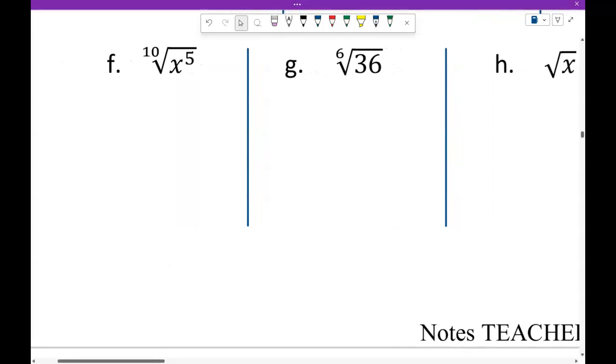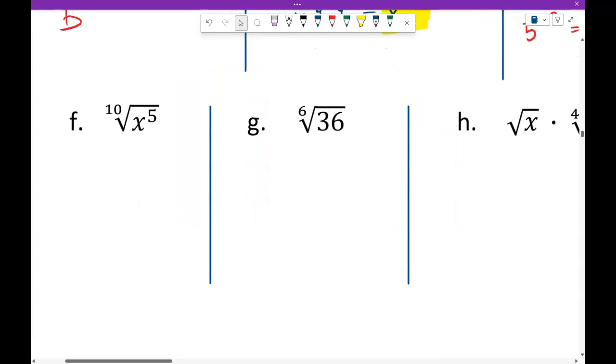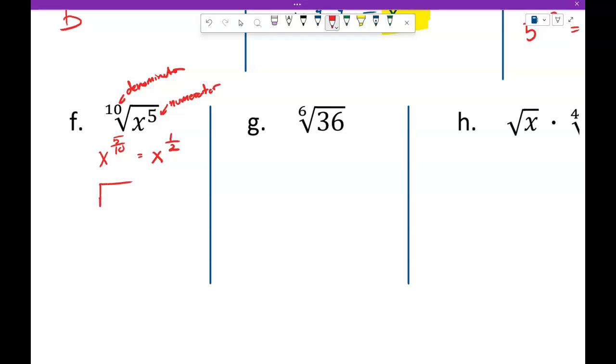Now we're going to deal with some radical expressions, but we can use rational exponents in order to simplify them. I can't take the 10th root of x to the 5th, I don't have enough x's. But if I rewrite it with rational exponents, where my numerator is the exponent and my index is the denominator, then I can go ahead and take this as x to the 1/2 when I simplify the fraction. Then we can write it back in radical notation as the square root of x.